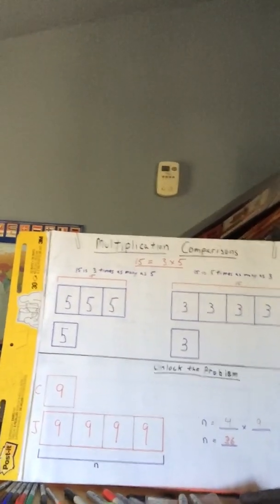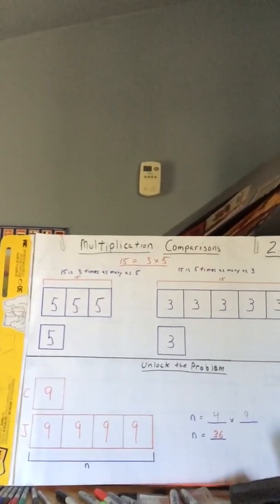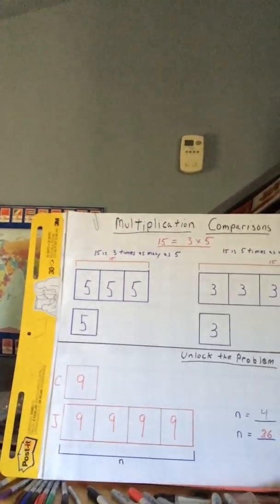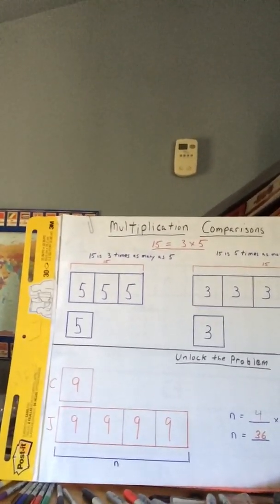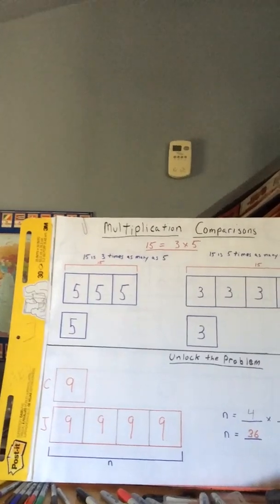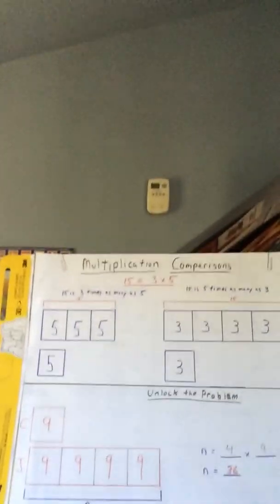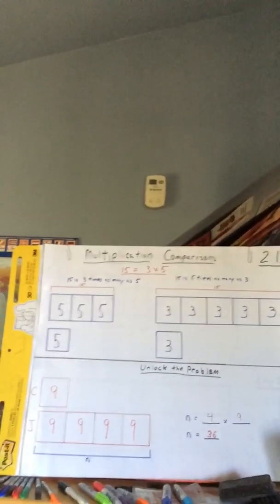Okay, so 2 different ways you can look at multiplication. For this problem, we knew that Carly had 9, Jack had 4 times as many. So we draw our model. N would represent what Jack has. 4 times 9, 36. So fill in your page. Okay, what was that? Page 63 with Unlock the Problem.